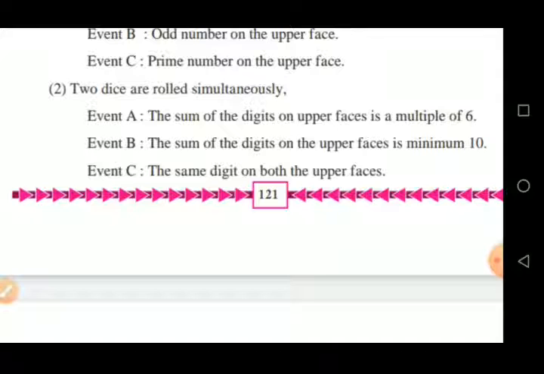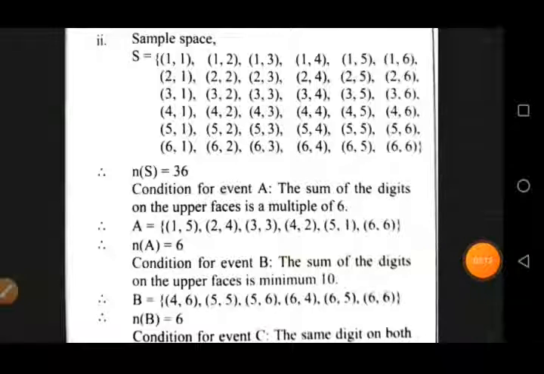Now, how to solve this? Now the solution. First of all, write down the sample space of this random experiment. Two dice are rolled. In the previous video, we have seen how to write down the sample space of two dice are rolled. S is equal to, write down the sample space from (1,1) to (6,6). Write down 6 sample points in each line. Then take 6 lines for writing the sample space. n(S) is equal to 36.